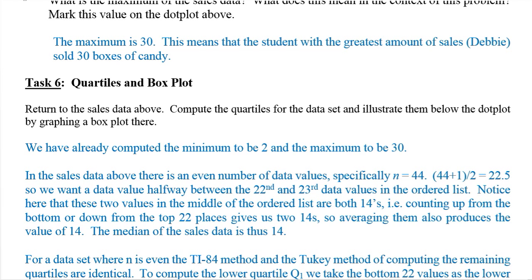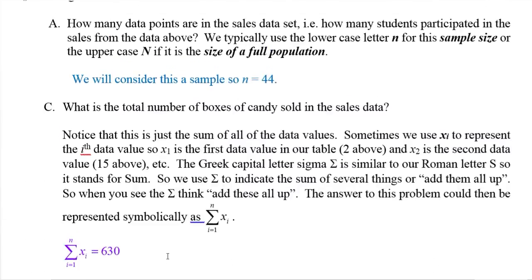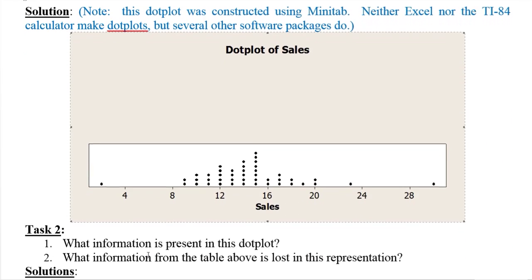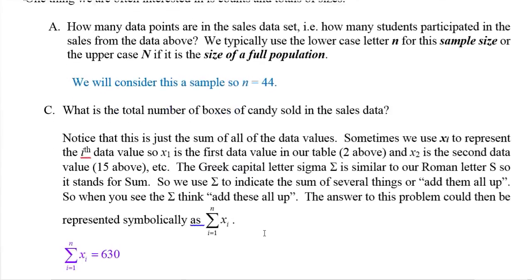So the halfway between the 22nd and 23rd. Again, counting from the bottom, 1, 2, 3, 4, 5, 6, 7, 8, 9, 10, 11, 12, 13, 14, 15, 16, 17, 18, 19, 20, 21. There's the 22nd one from the bottom. And that one's the 22nd one from the top. There's a 22nd from the top, and there's a 22nd from the bottom. Halfway between 14 and 14 is 14. So 14 is the median.